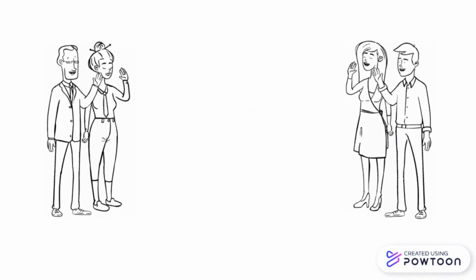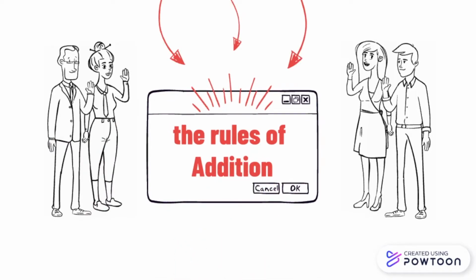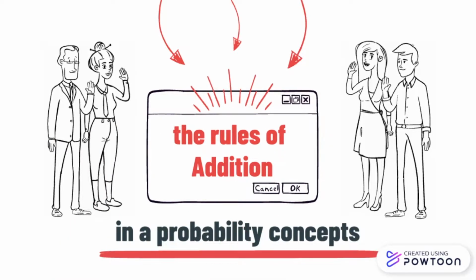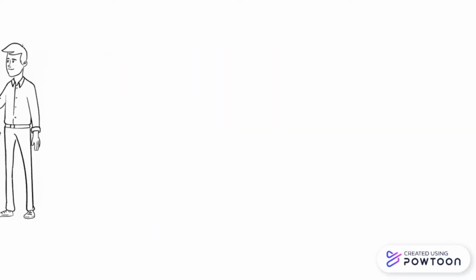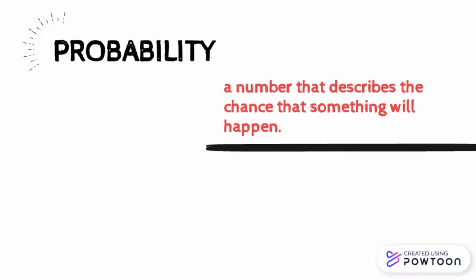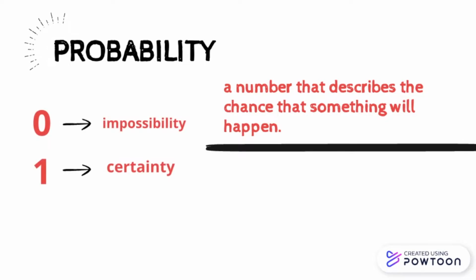In this video, we will talk about the rules of addition for computing probabilities. But before that, here's a quick explanation about probability. Probability is a number that describes the chance that something will happen. The number is always between 0 and 1, where 0 indicates impossibility and 1 indicates certainty.